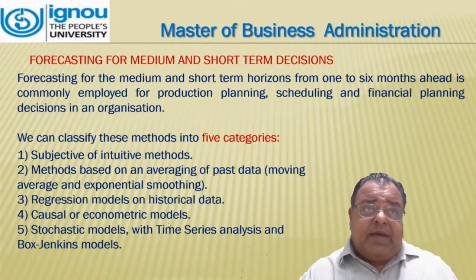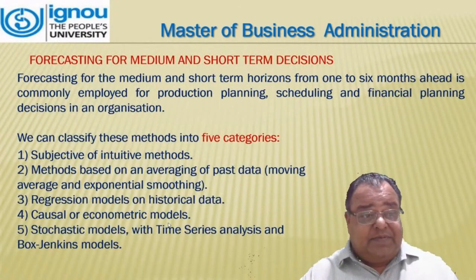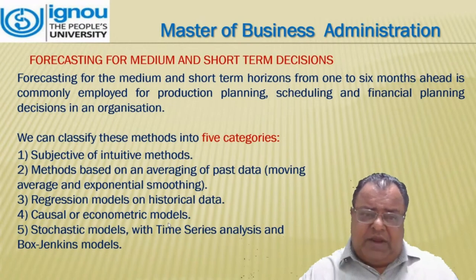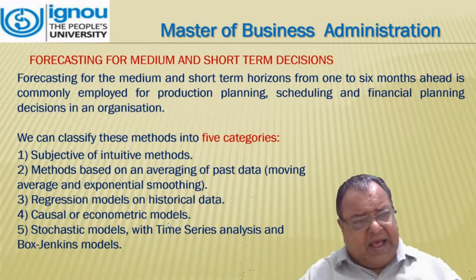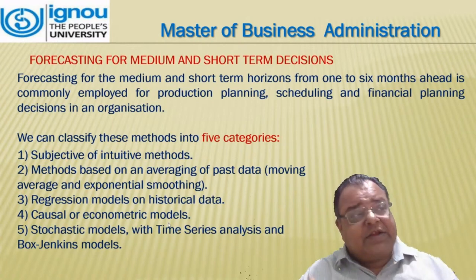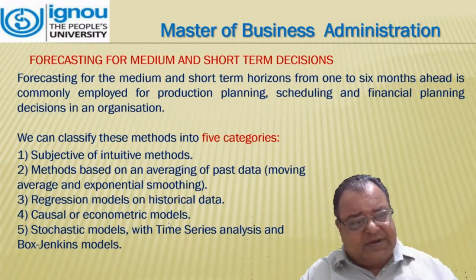Forecasting for medium and short-term decisions. Forecasting for medium and short-term horizons from 1 to 6 months ahead is commonly employed for production planning, scheduling, and financial planning decisions in an organization.